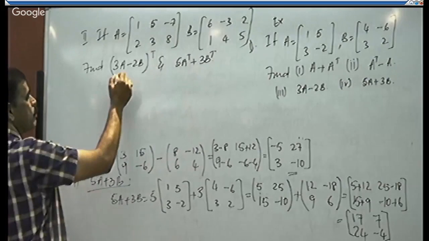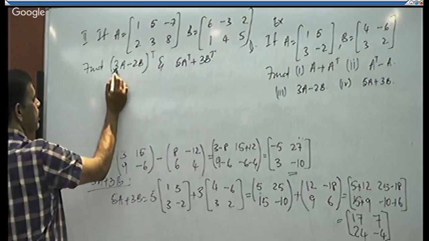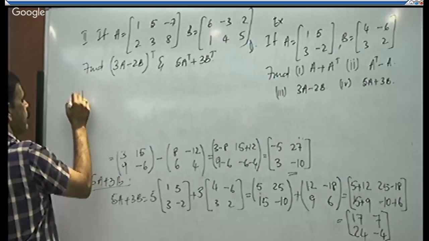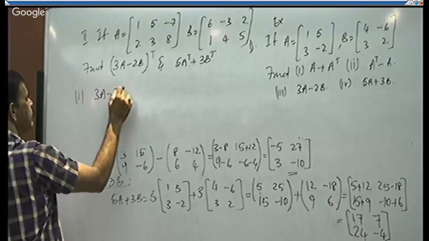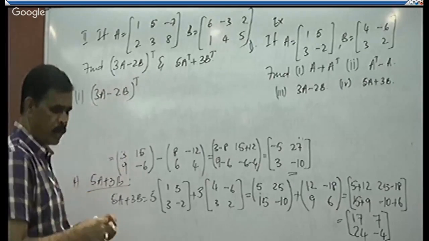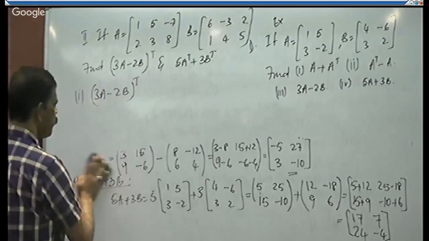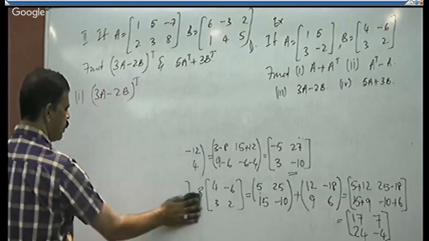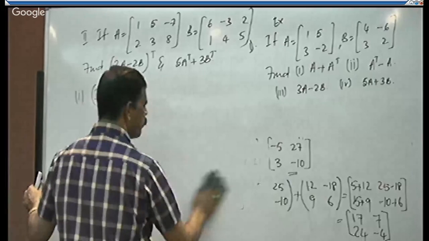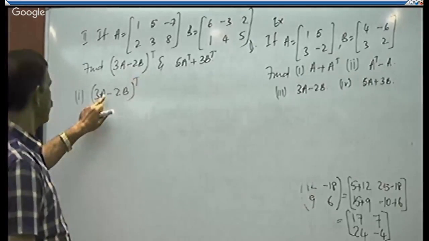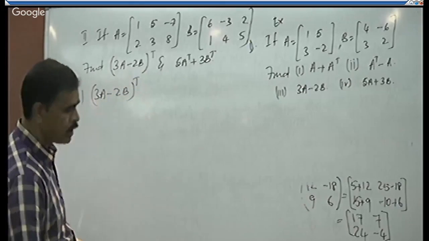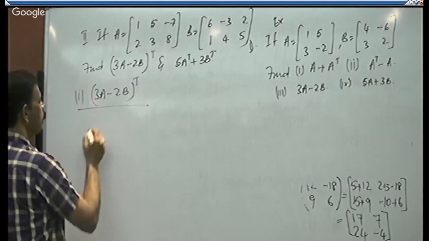Let us work out one by one. First we have to calculate 3A minus 2B whole transpose, right? I cannot get 3A minus 2B whole transpose directly. Basically, get 3A minus 2B first. Afterward, we need to transpose it. Okay. This is the required one.